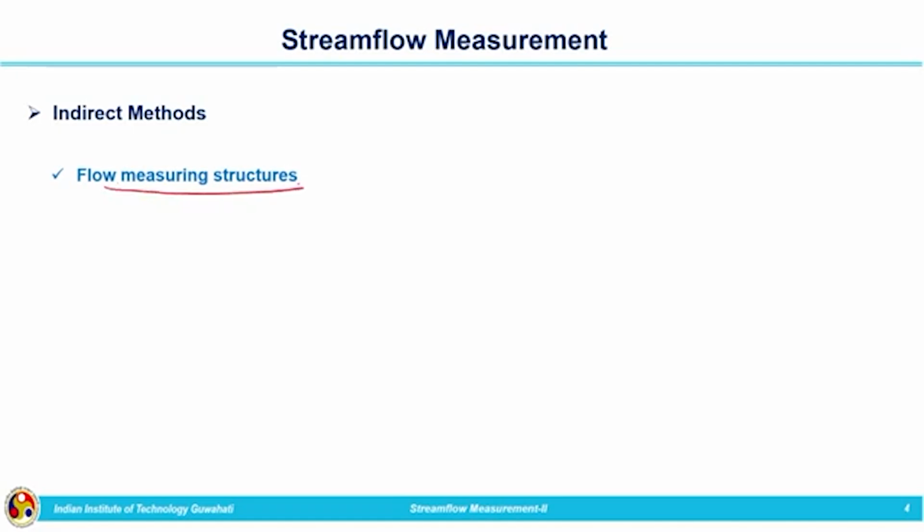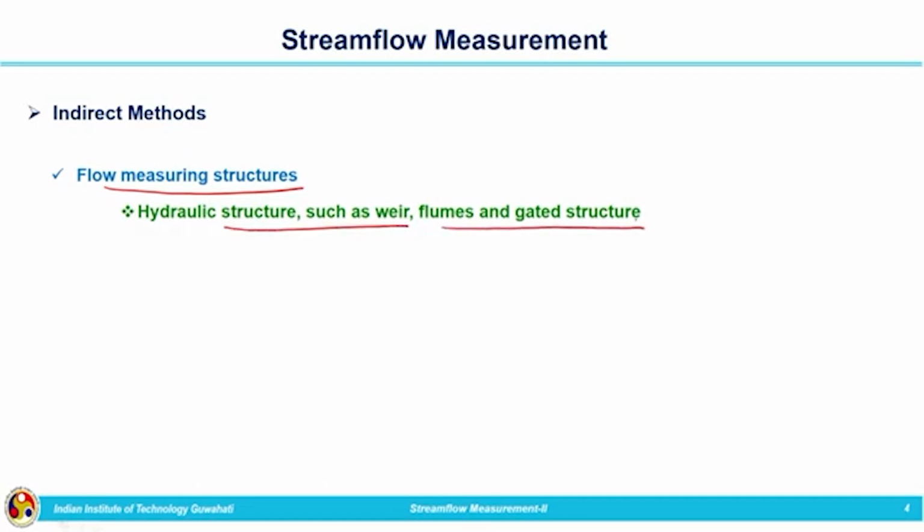In the rivers, at different locations, we will have different hydraulic structures. Hydraulic structures such as weirs, flumes and gated structures can be considered as the control section, and we can measure the discharge by making use of the measurements at these control sections. So, the indirect method of measuring stream discharge is by means of flow measuring structures which are present in the river.